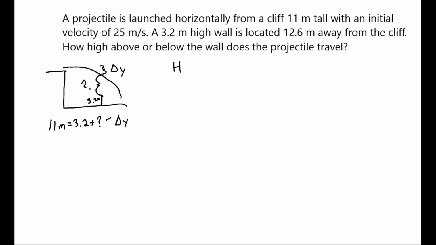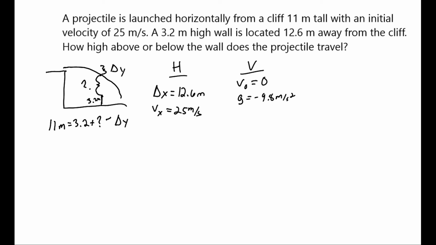Alright, so what do we know in the horizontal direction on this one? Well, the wall is 12.6 meters away. Yep, so delta x for this one is going to be 12.6 meters. What else do we know in the x direction? Yep, so velocity in the x direction is 25 meters per second. And what do we know in the vertical direction? So you know v0 is 0. g is negative 9.8. We don't know delta y.